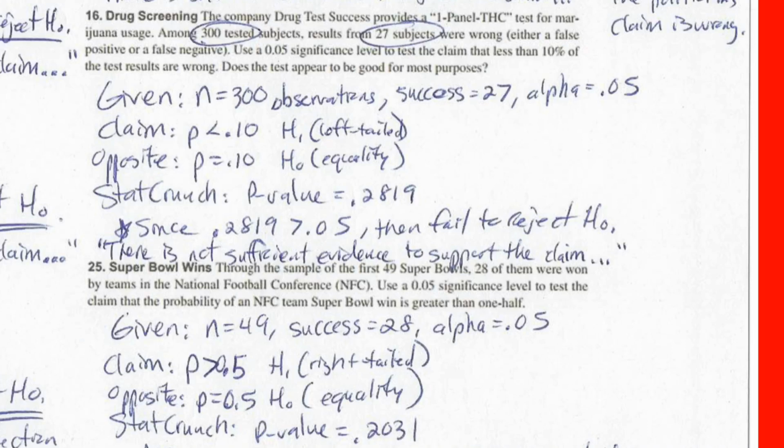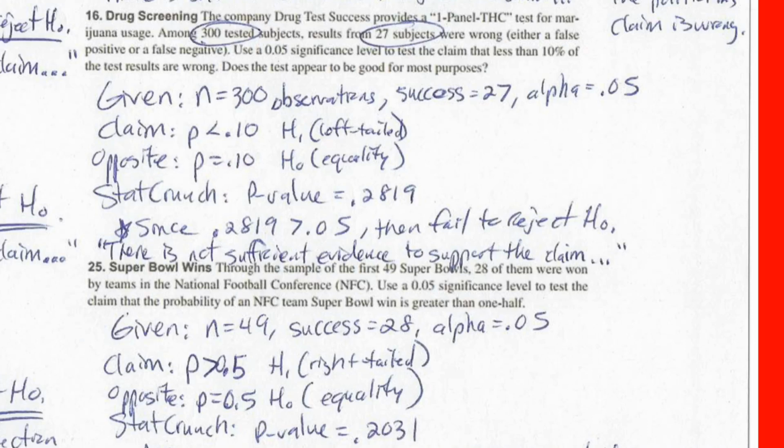And so here we have 3 observations. We have 27 successes. We have an alpha of 0.05, which is pretty standard. The claim is that less than 10% of test results are wrong. That's a company basically trying to protect itself there, saying that it's pretty small. So that's the claim. Hey, we mess up this, less than 10%.